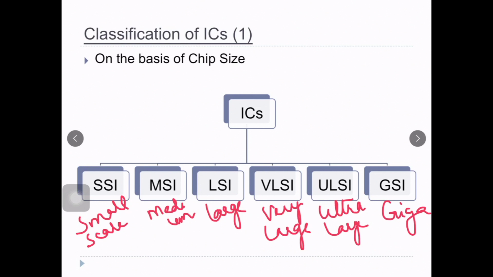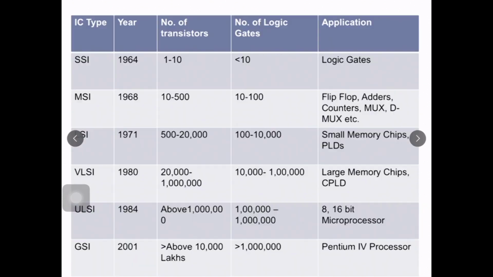So as we are moving from SSI to GSI, the number of transistors or components is increasing inside a chip area, and the size goes on decreasing, but the number of components inside is increasing. So let's study all these 6 categories in detail. As you can see, SSI came in the year 1964 with the number of transistors ranging from 1 to 10 and the number of logic gates less than 10, and the application of SSI includes the logic gates.